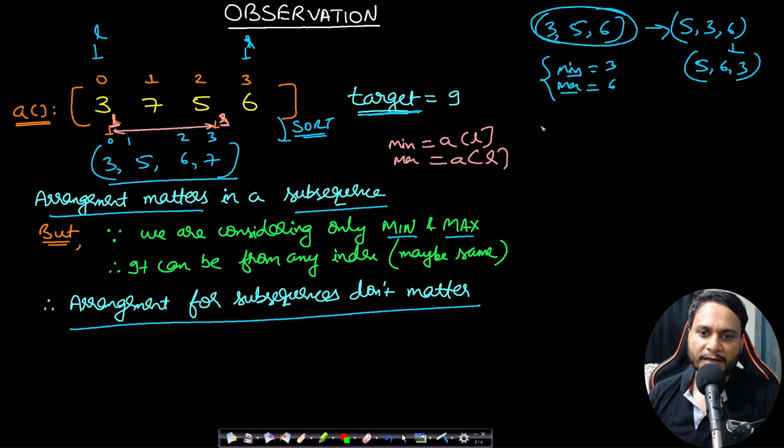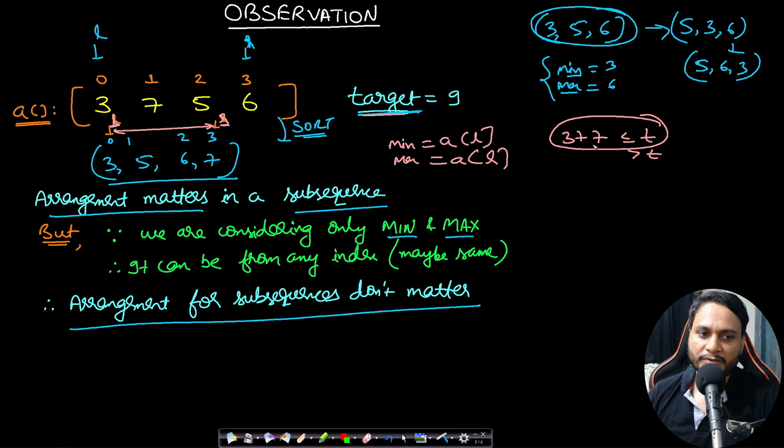That means you can just add L and R, right? In this case 3 plus 7, and you can check if it is less than or equal to the given target or greater than the given target. And based on that, you can make a decision whether you are achieving your goal of the minimum and maximum being less than or equal to target.